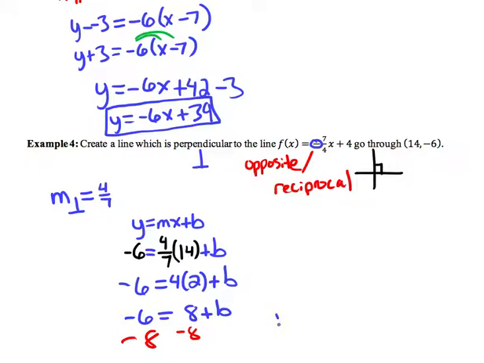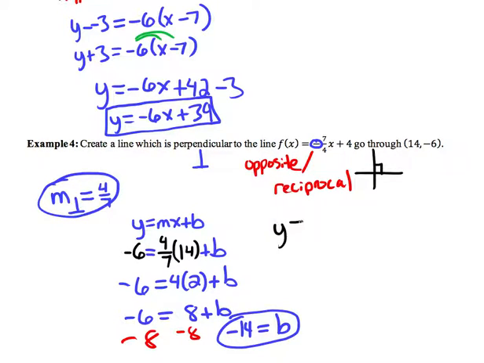Okay, so that gives me b equals, looks like -14. So I've got that ingredient, and I can put them together to come up with my line. So I'll have y equals 4/7 x minus 14. We'll graph this one just since we didn't graph the last one.